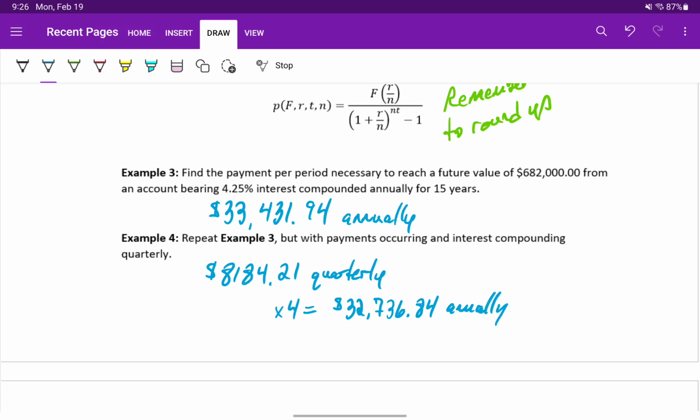So with interest being compounded quarterly, more frequently, interest is accruing faster, our investment is growing quicker. So within a given year, we're actually paying less into that account to hit that same future value.